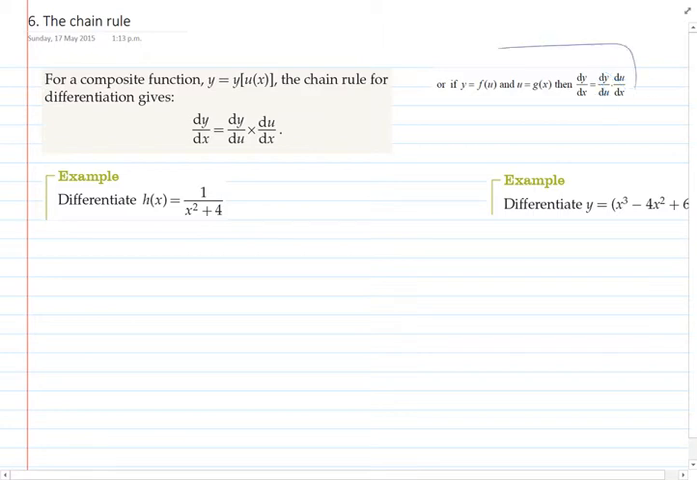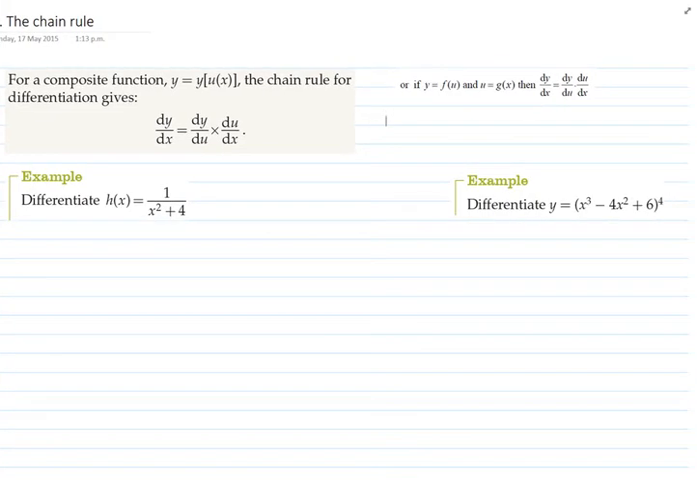So that's the formula I prefer, but you really have to get used to notation yourself. But I find with the chain rule, the best way to explain it is really to go through an example and apply it in that situation.